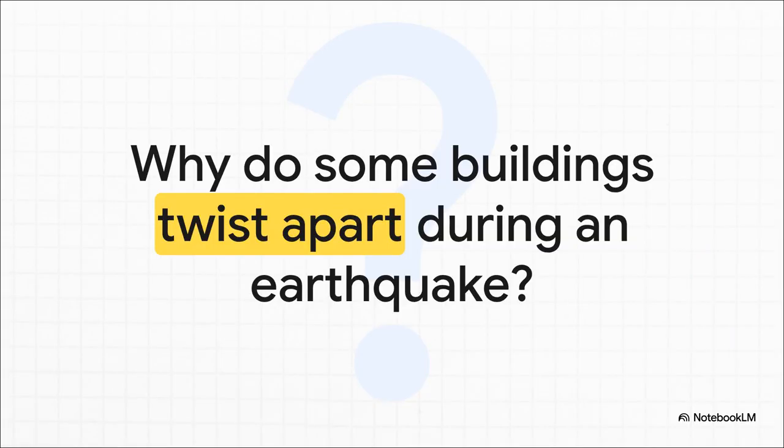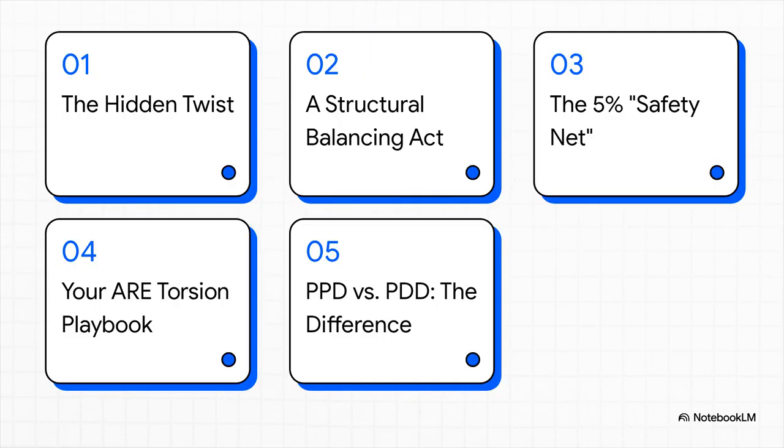So, let me start with a question. You've seen the footage of an earthquake, right? And you wonder, why do some buildings seem to just twist themselves apart? It's not random. There is a super powerful force at play. And by the end of this, you're going to understand exactly what it is and, more importantly, how to design against it. So here's our game plan.